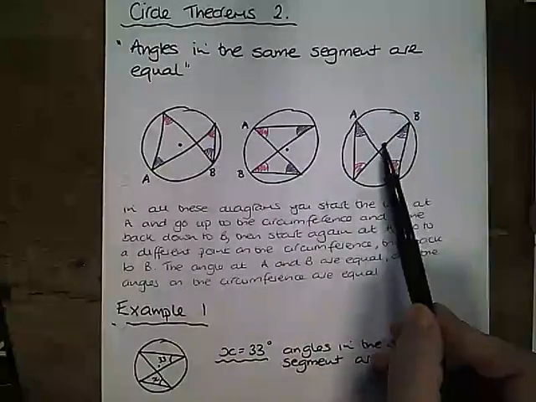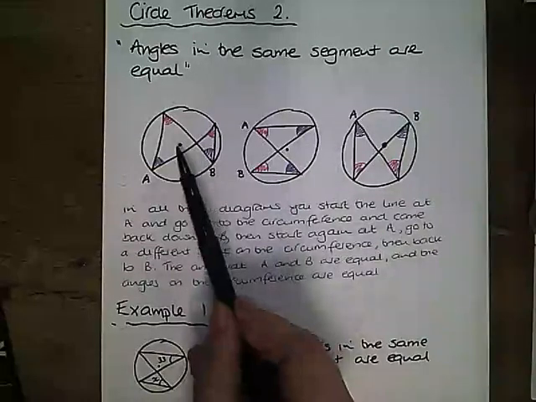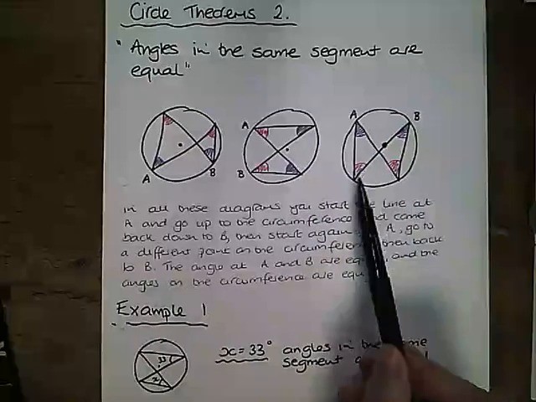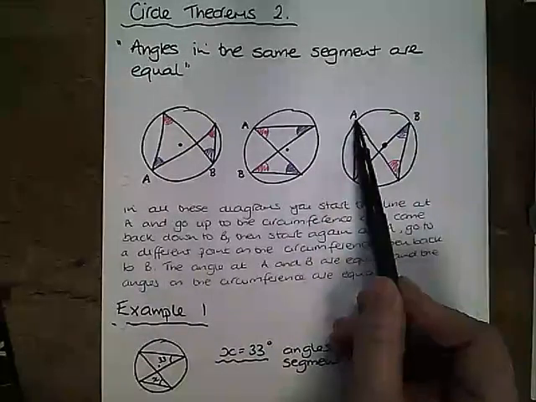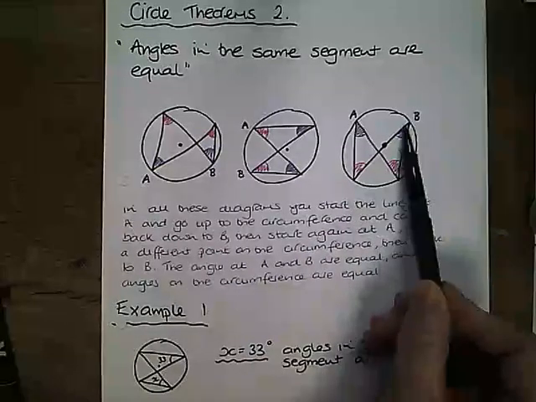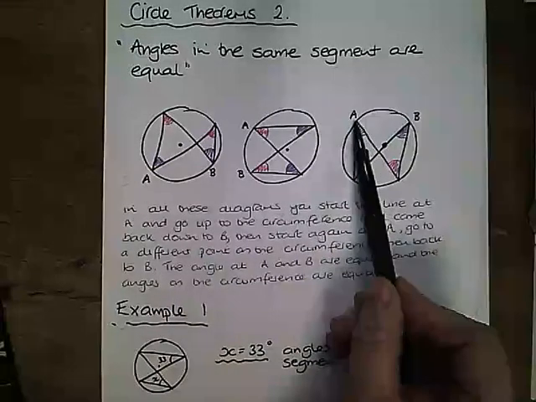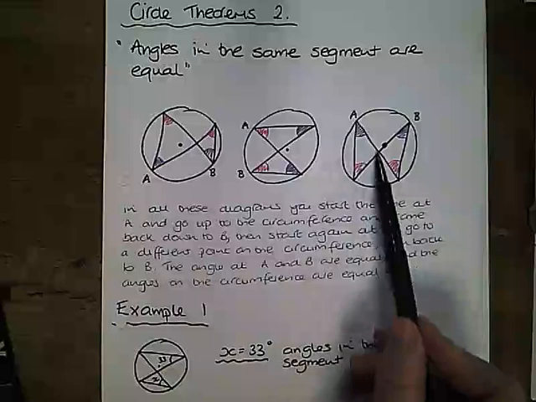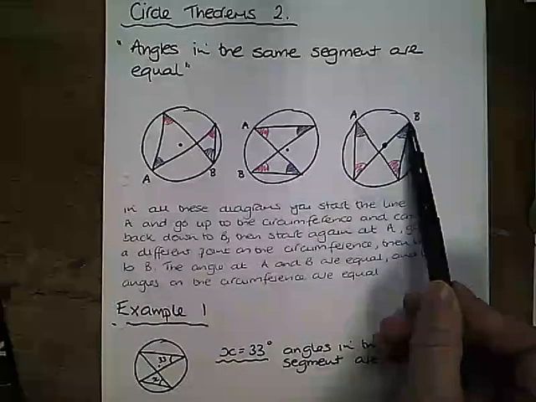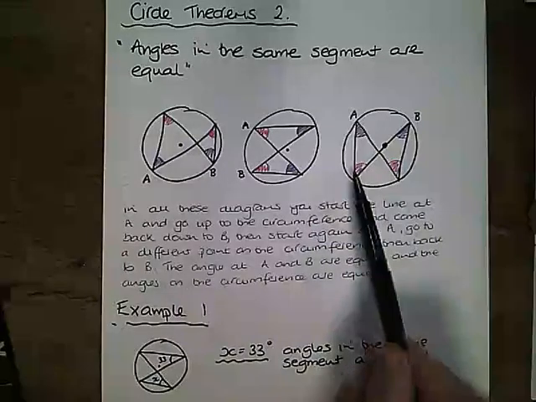This also works if you go through the centre. On these two examples I did not go through the centre, and you don't have to, but I start at A, I go to a point on the circumference and back to B, and then I start at A again, go to a different point on the circumference, this time not through the centre, and back to B, then these two pink angles are equal.